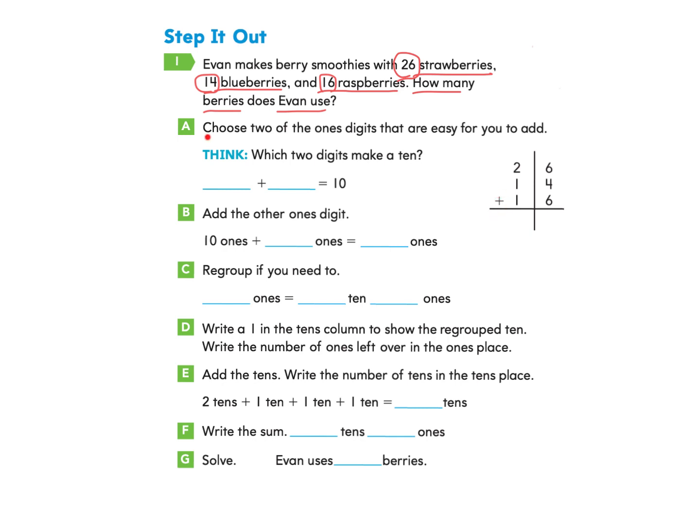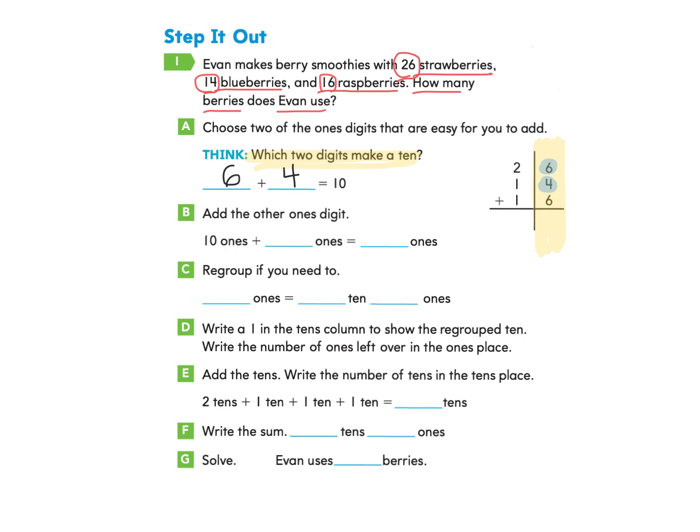And part A asks us to choose two of the ones digits that are easy for you to add. And they want you to think which two digits make 10. So here we're looking at the ones column, which is right here, and I'm looking for two numbers that make 10. That's going to be helping me out. Do you see two numbers that make 10? That's right. 6 and 4 make 10.